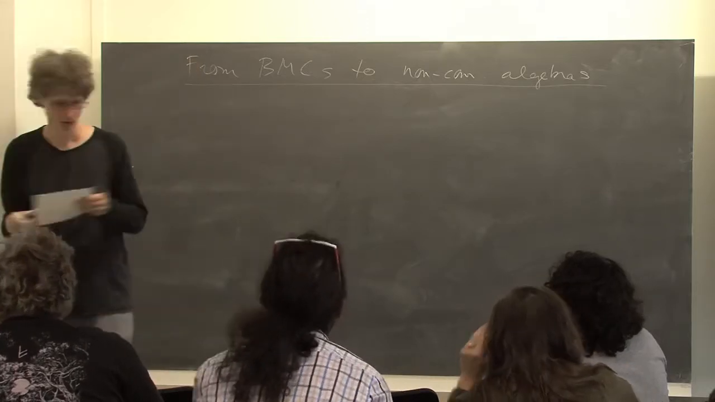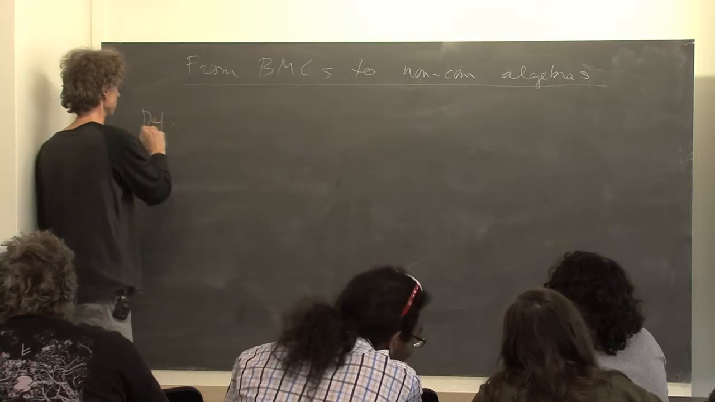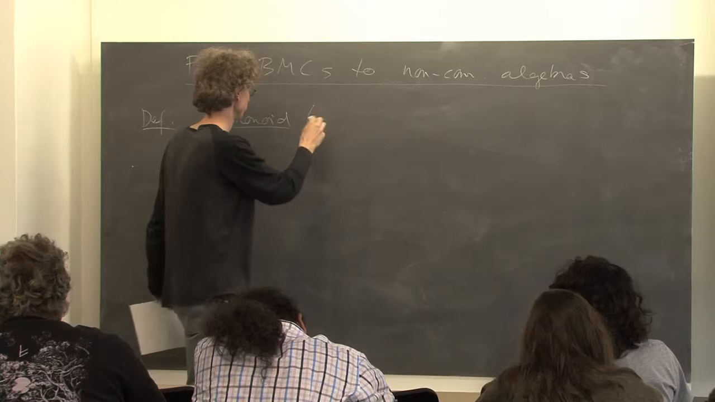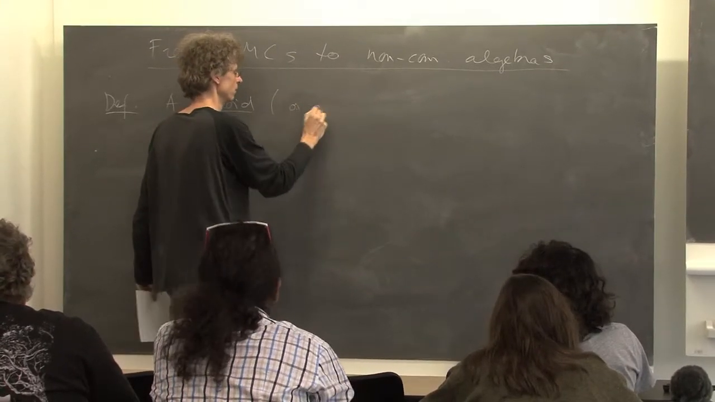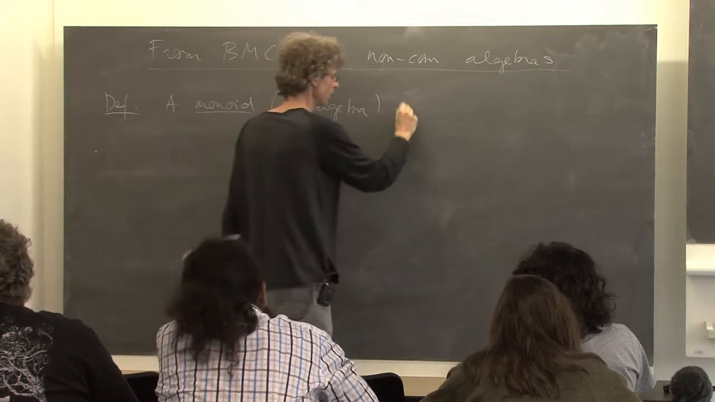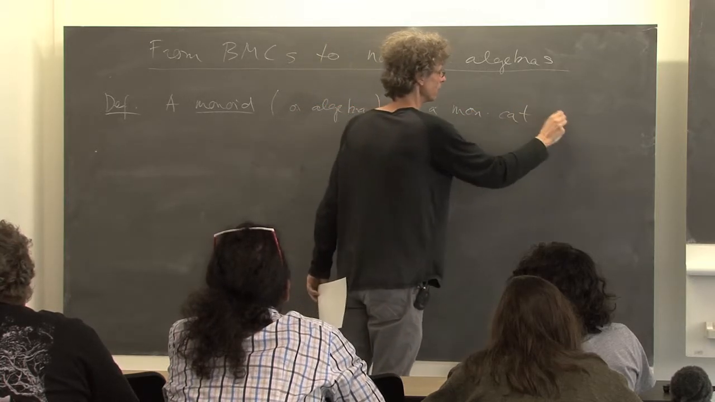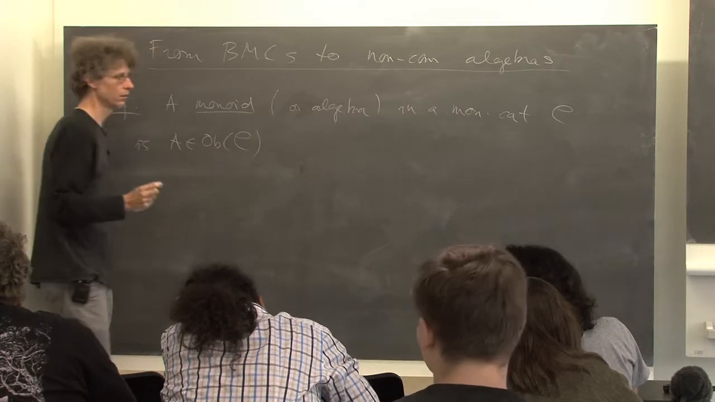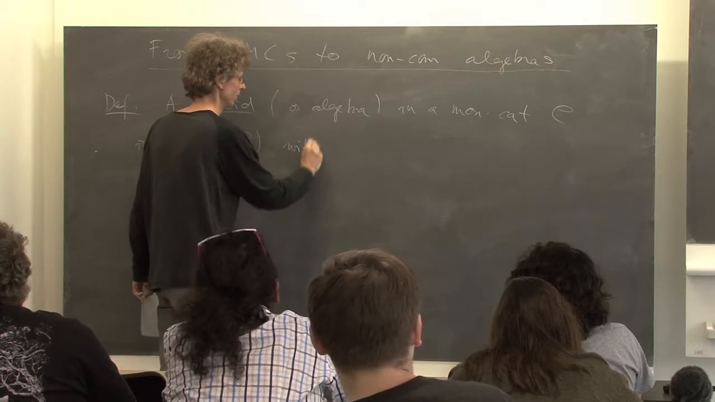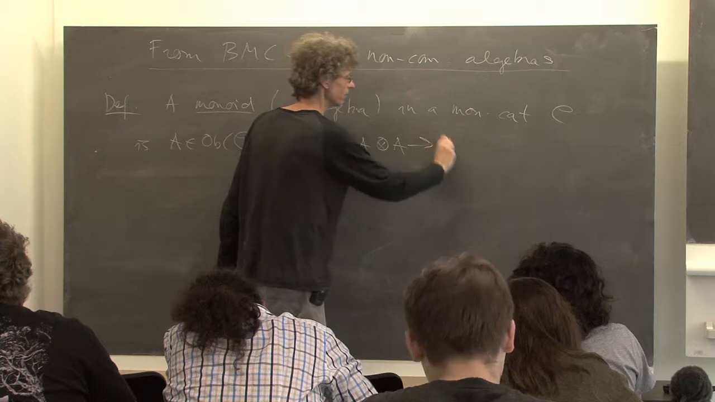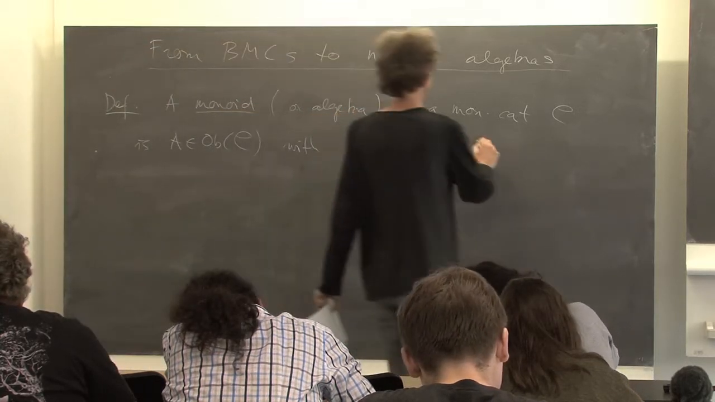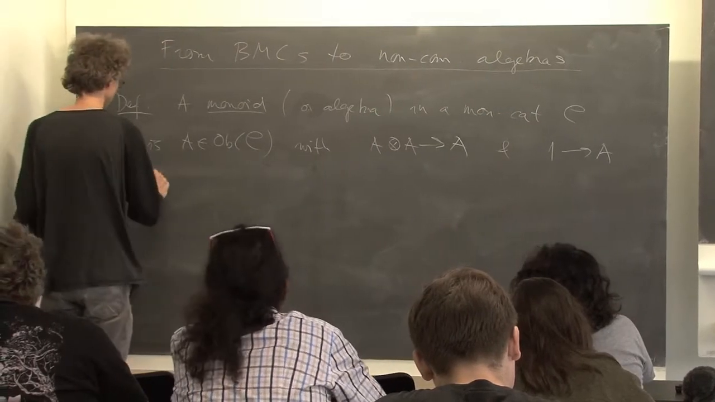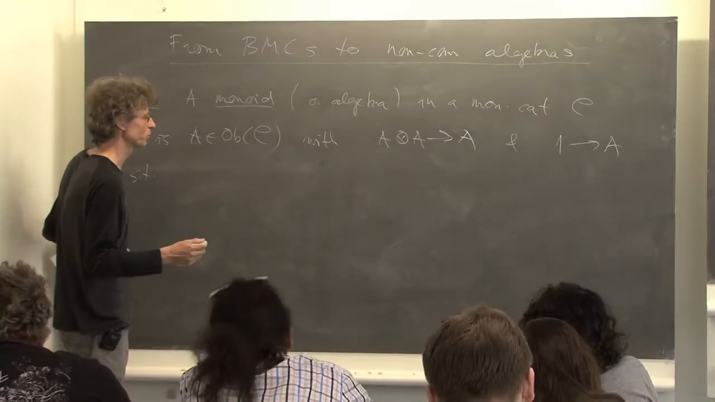So some definitions. First of all, what do I want to do? A monoid, or I'll just call it an algebra, I mean, that's not a politically correct name, but anyway, in a monoidal category C, so what's that? That's an object A together with a product, a morphism going from A tensor A to A, and it should also have a unit. There should be a morphism going from the unit object into A, and such that that product is associative.